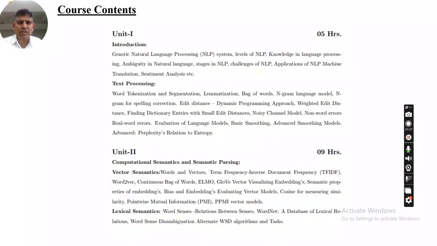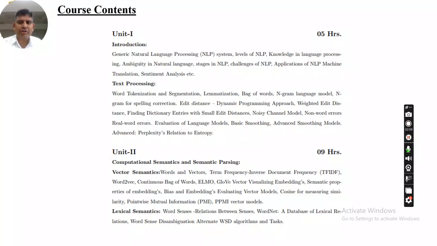These are the course contents for the Natural Language Text Processing course. In unit number 1, we are going to learn the introductory part of natural language text processing systems, which includes the levels of NLP, different types of ambiguities in natural language, stages in NLP, different challenges in the field of NLP, and applications of machine learning, machine translation.